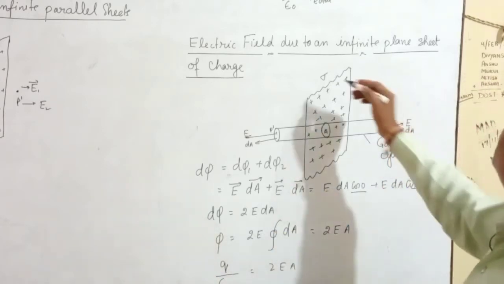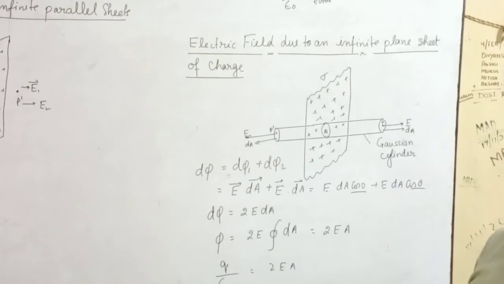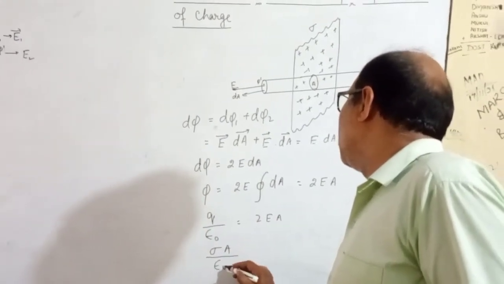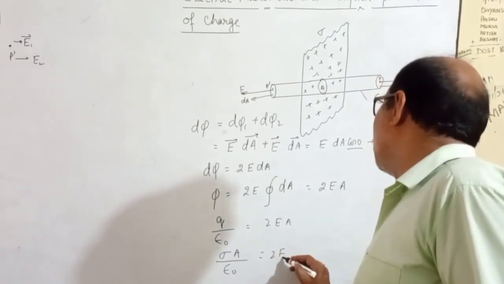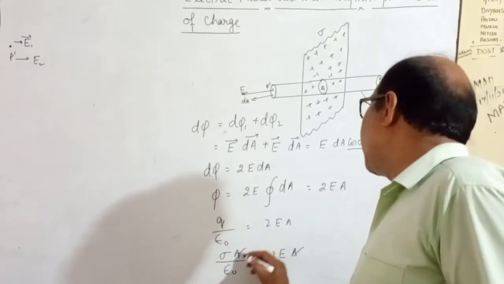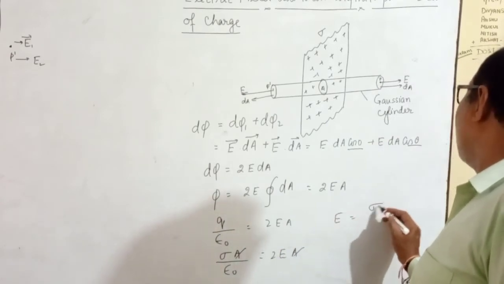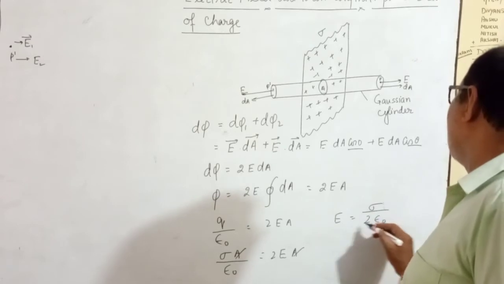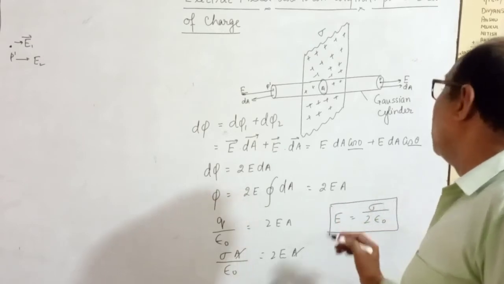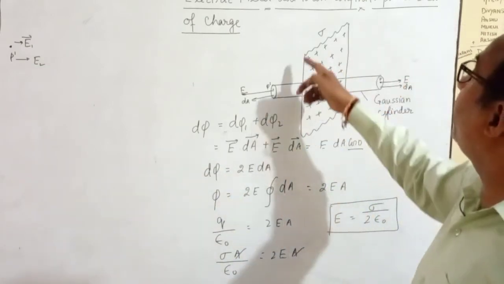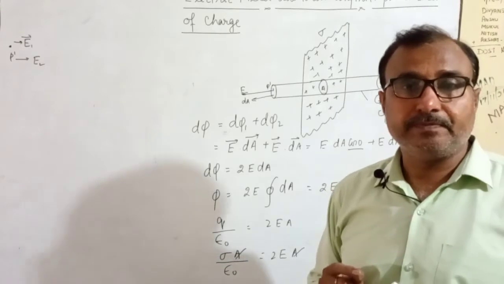Suppose the net charge is q, divided by epsilon naught. What is q equal to? Sigma A. Sigma is the charge density, the charge per unit area. Charge per unit area is known as charge density. So sigma A upon epsilon naught equals 2EA. So A and A cancel, and E equals sigma upon 2 epsilon naught. This is the formula for the intensity of electric field due to an infinite plane sheet of charge.